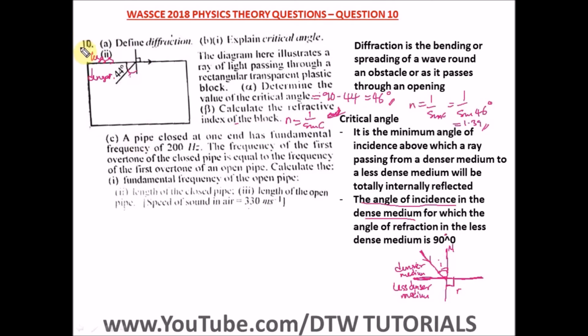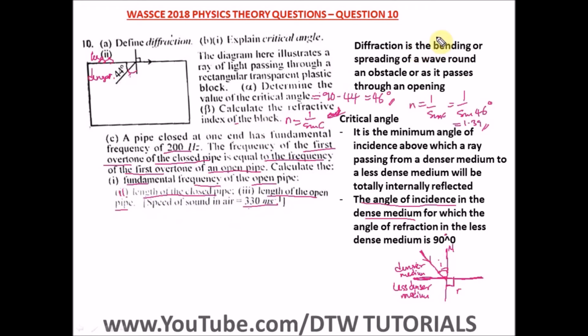Now for our part C, 10C, it says a pipe closed at one end has a fundamental frequency of 200 Hz. The frequency of the first overtone of the closed pipe is equal to the frequency of the first overtone of an open pipe. Calculate (i) the fundamental frequency of the open pipe, (ii) the length of the closed pipe, (iii) the length of the open pipe. The speed of sound in air is what?